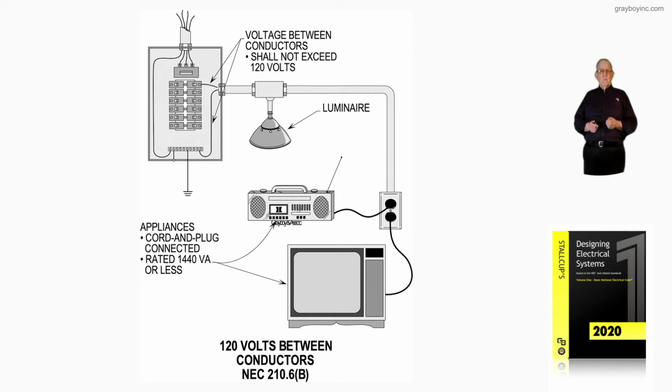So we're meeting this rule. And the appliances are cord and plug connected, and we have one appliance at 1440 VA or less. And we're cord and plug connecting. We have luminaires that are fixed wiring. And notice, as long as we do not exceed 120 volts between conductors by the rules of 210.6(B), we can connect plugs, lights, appliances, and so forth to a 20 or 15 amp branch circuit. And that's what our Figure 14-18 is illustrating.